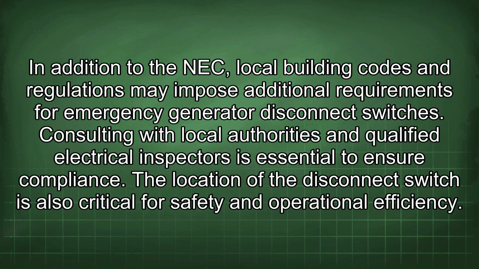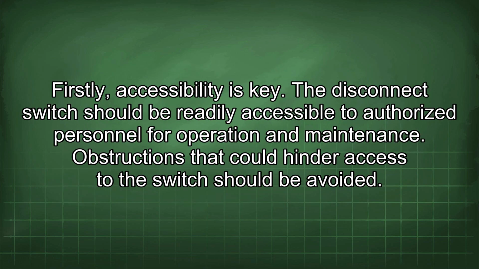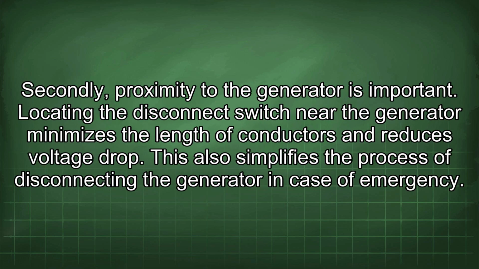The location of the disconnect switch is also critical for safety and operational efficiency. Firstly, accessibility is key. The disconnect switch should be readily accessible to authorized personnel for operation and maintenance. Obstructions that could hinder access to the switch should be avoided. Secondly, proximity to the generator is important. Locating the disconnect switch near the generator minimizes the length of conductors and reduces voltage drop. This also simplifies the process of disconnecting the generator in case of emergency.